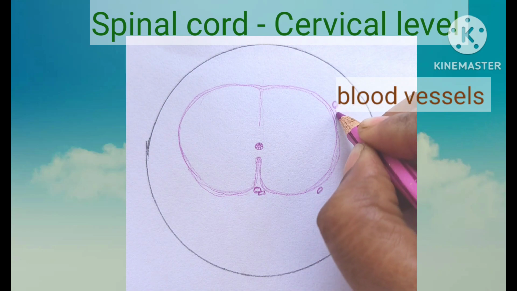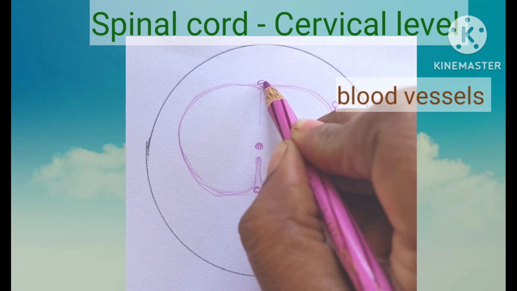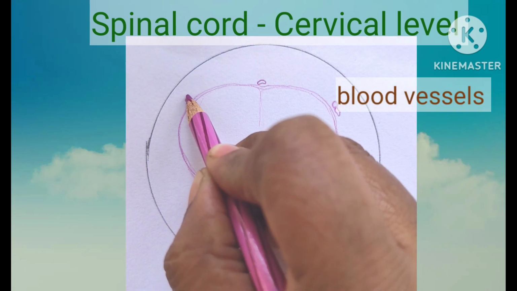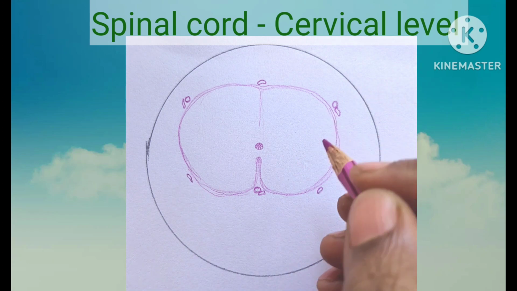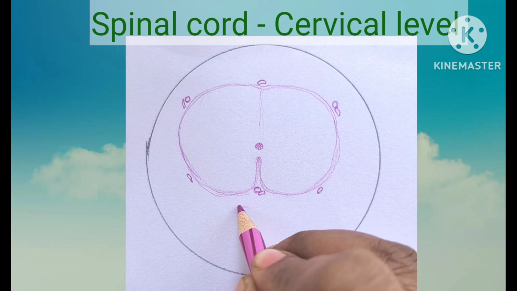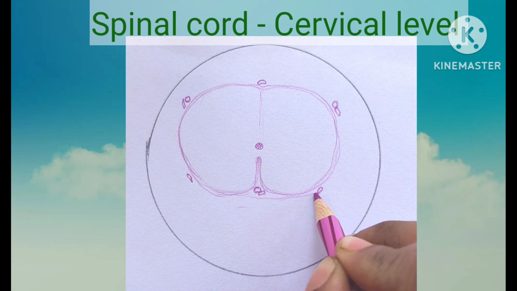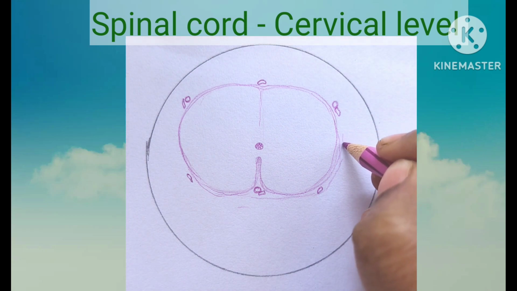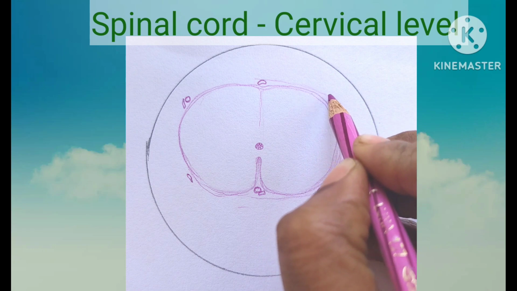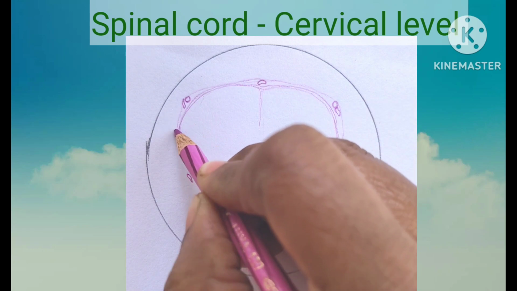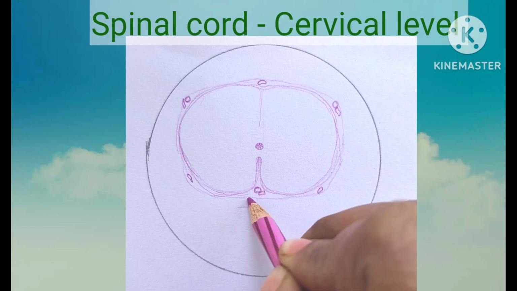Pia mater has two layers, epipia and pia glaya. Between them you have a pial plexus which contains the spinal arteries, the anterior and posterior spinal arteries, and the spinal veins, the six spinal veins. So this is common for all the levels of the spinal cord.